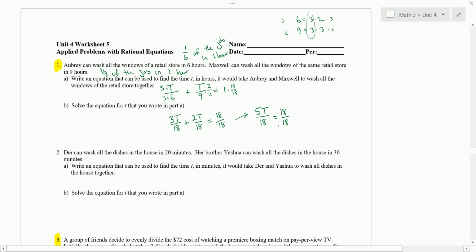So we have a fraction equal to a fraction. Denominators are equal to each other, therefore we can set the numerators equal to each other, that 5t is equal to 18, and then solve by dividing by 5. And so here we go, 18 over 5, and our units are hours. If we want, we can change this to a mixed fraction. 5 goes into 18 3 times with a remainder of 3, so 3 and 3/5 of an hour is our answer.